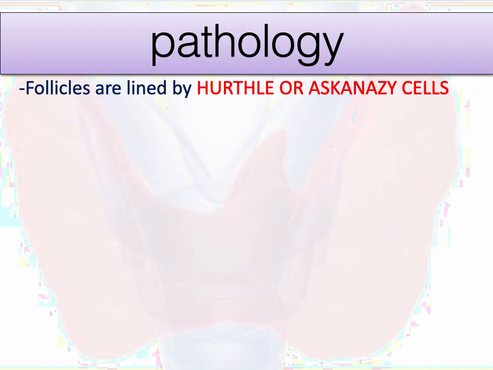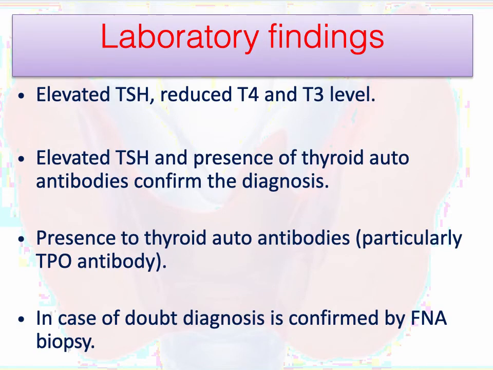Pathology: follicles are lined by Hürthle or Askanazy cells. These are very important. It's MCQ. They will just give a scenario that Hürthle cells are present in a specimen, what it can be. So we will go for Hashimoto's. Laboratory findings, you know what will happen: presence of thyroid autoantibodies, particularly TPO, thyroid peroxidase antibodies.